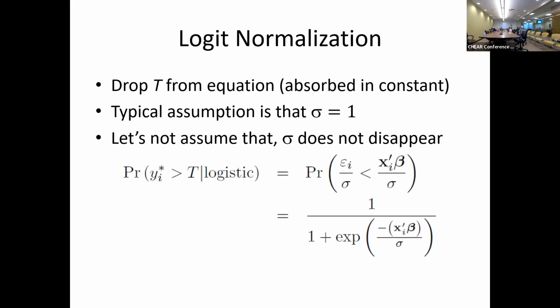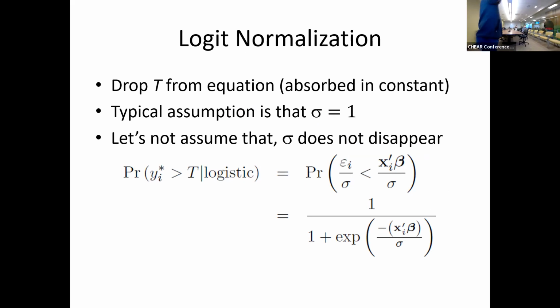Okay, so we can drop t because that gets absorbed in the constant term. The typical assumption here in statistics is, well, let's let sigma equal 1. It's normalization, it doesn't really matter. Let's not do that today. Let's leave sigma in and see what happens.